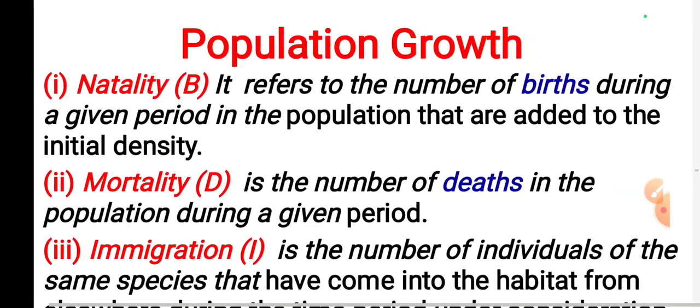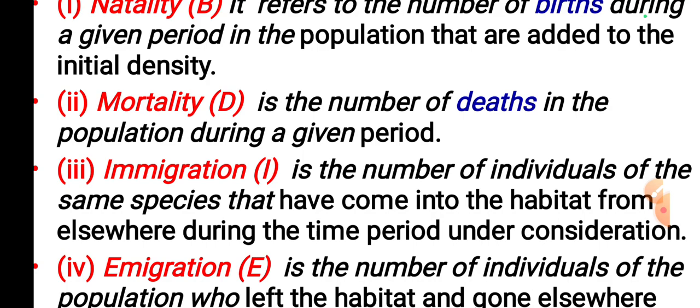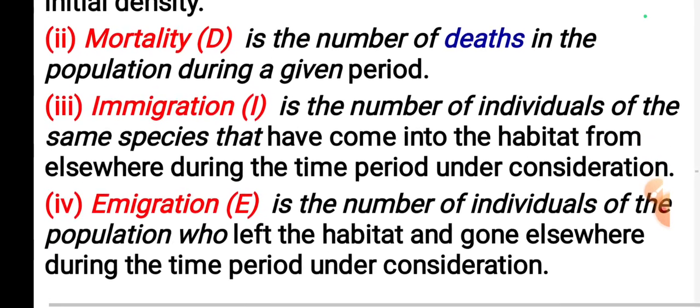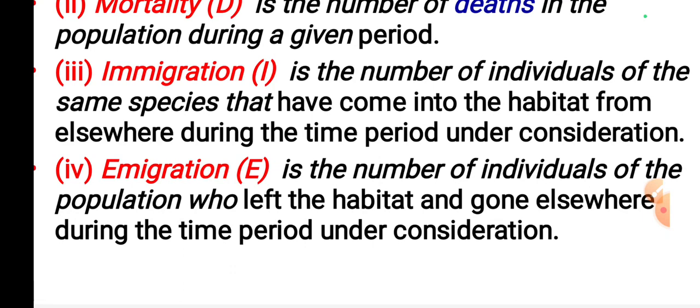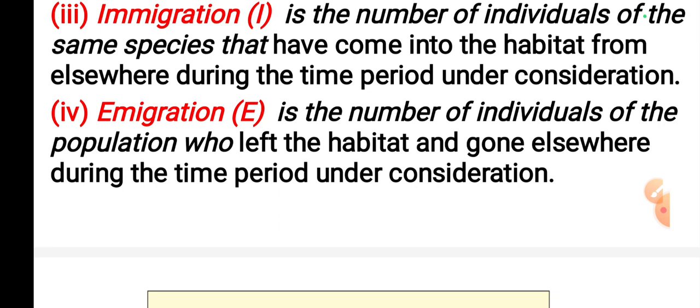Population growth, natality. It refers to the number of births during a given period in the population that are added to the initial density. That's called natality. Then mortality is the number of deaths in the population during a given period of time. Immigration is the number of individuals of the same species that have come into the habitat from elsewhere during the time period under consideration. Then emigration is the number of individuals of the population who left the habitat and gone elsewhere during the time period under consideration.